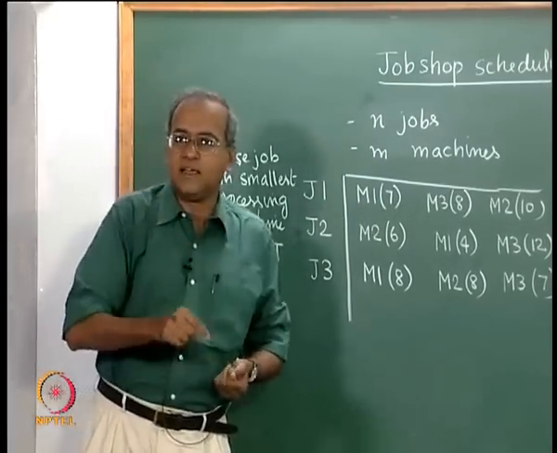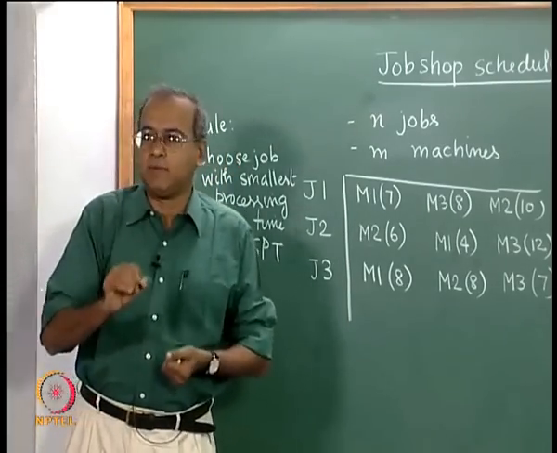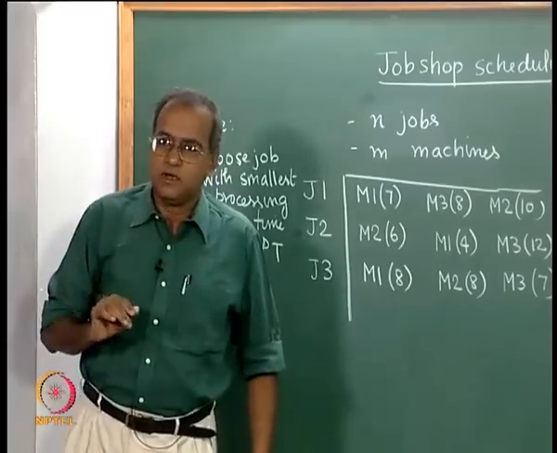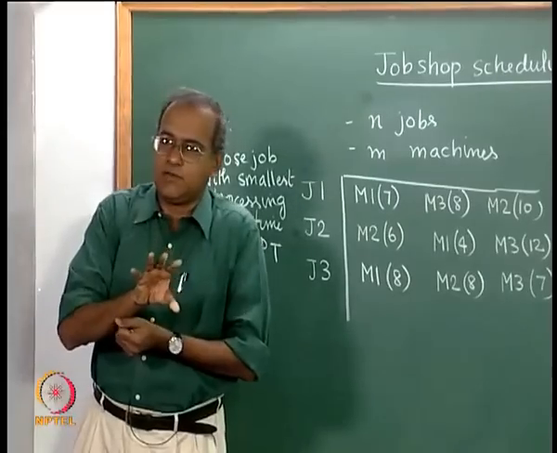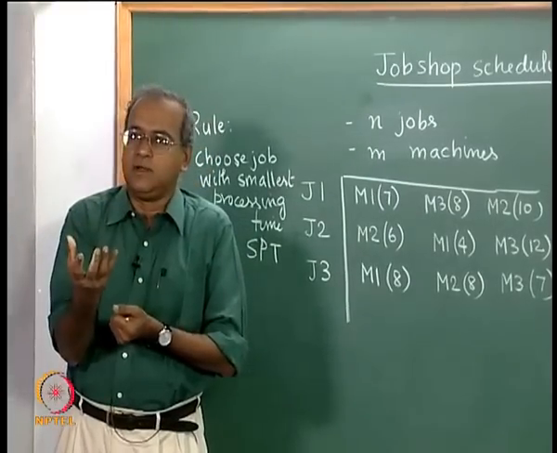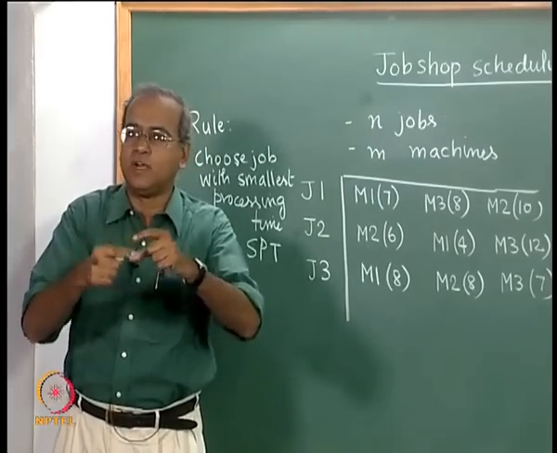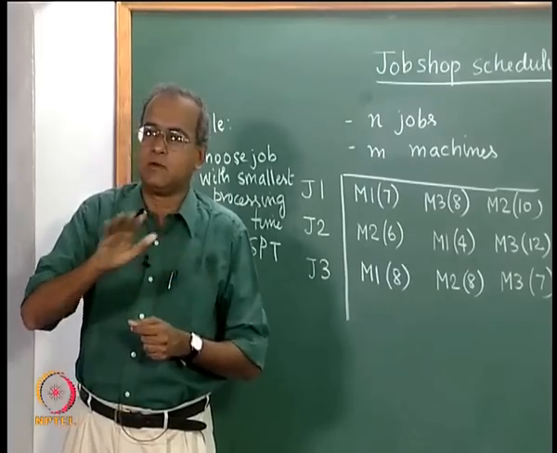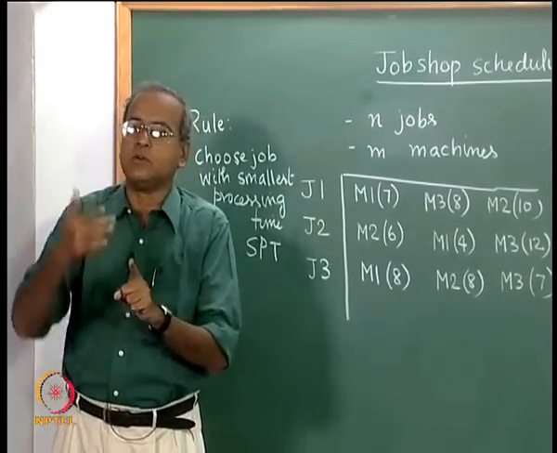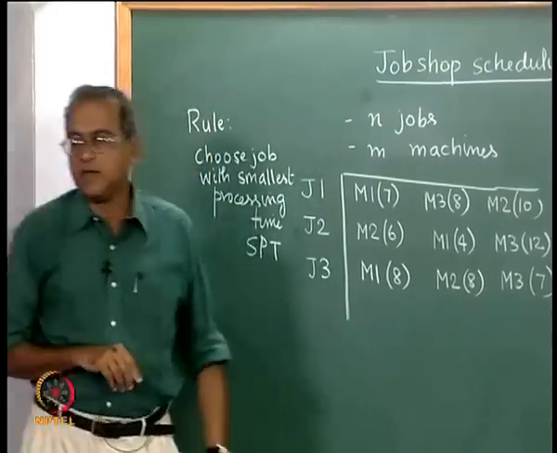So, if there is a tie, we need to define a tie breaking rule also. Right now there is no tie. The tie will happen when you apply your first rule, and after applying the first rule, you still have more than one candidate, in which case we need to define a tie breaking rule and use it to choose among the jobs that are in the tie.